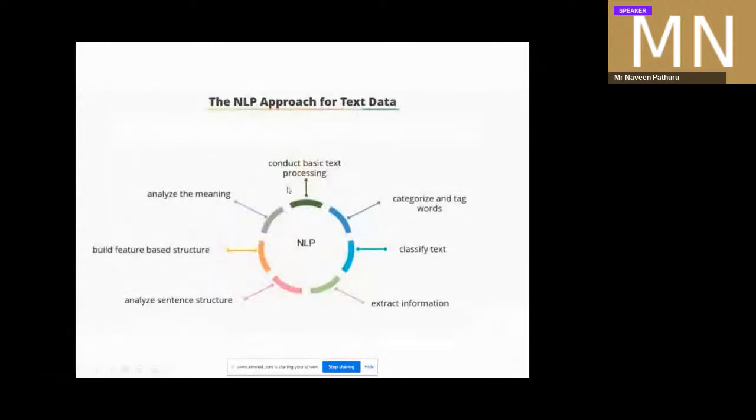Okay, so if we go a little bit deeper, we are taking the textual data. We are trying to identify the words and the parts of speech tags. We can classify the text, and we try to extract the information, analyze the sentences, and build features. Features are nothing but the words. The words become your features. Features are nothing but the independent variables or the columns. And then we try to understand the meaning, which is nothing but the context.